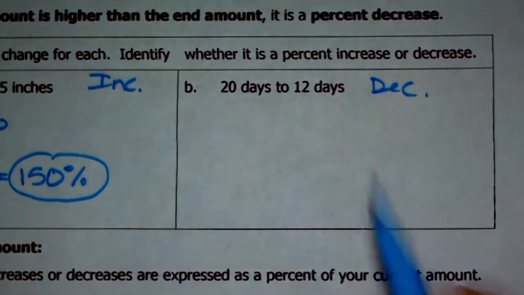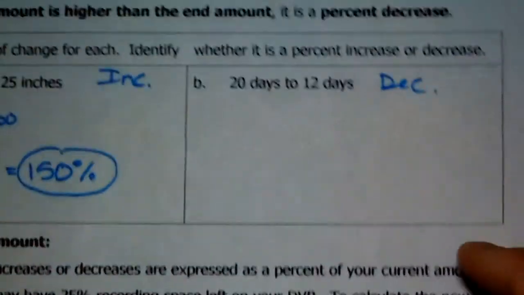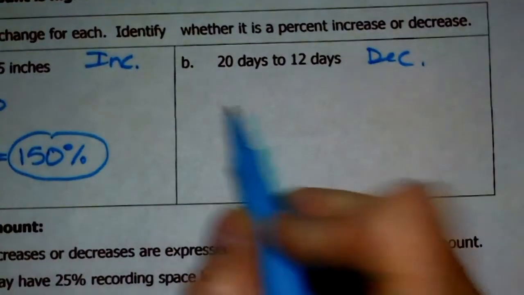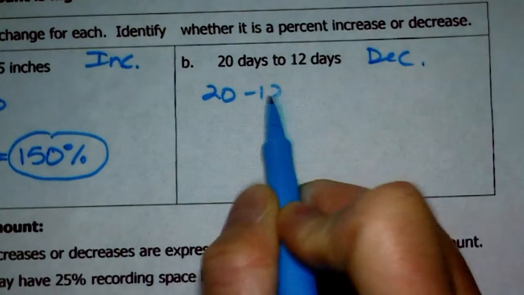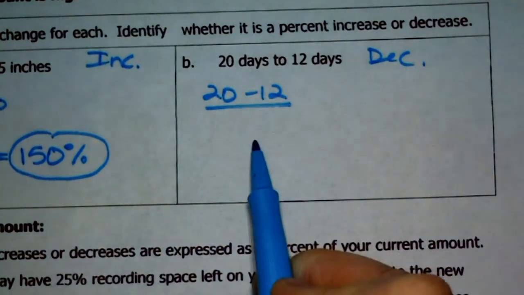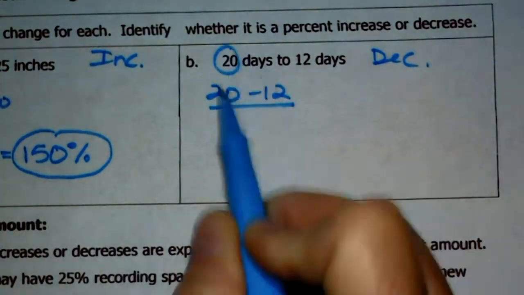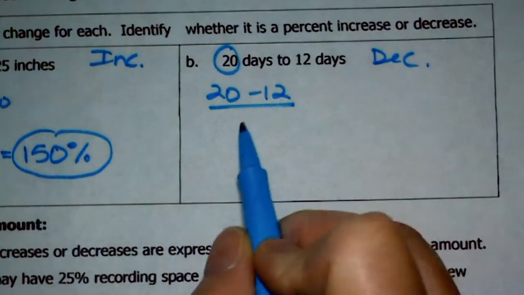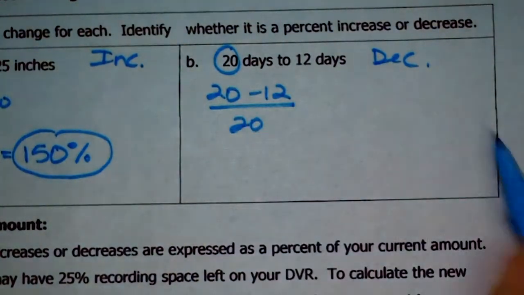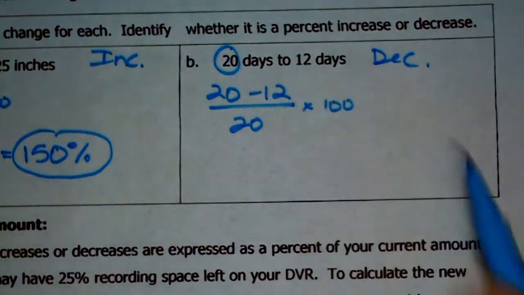All right, the formula says, and again, it's this formula right here. It says take the higher value minus the lower value. So that would be 20 minus 12. I'm supposed to divide that by what I started with. The initial amount given, that first amount is 20. So I'm going to divide by 20. And then you're supposed to multiply that by 100.